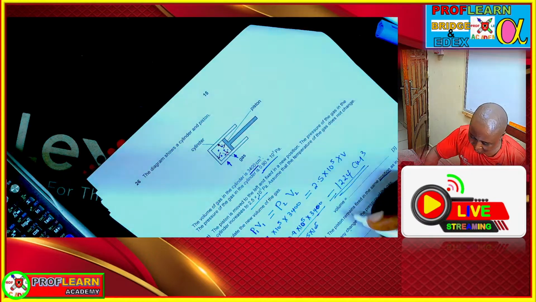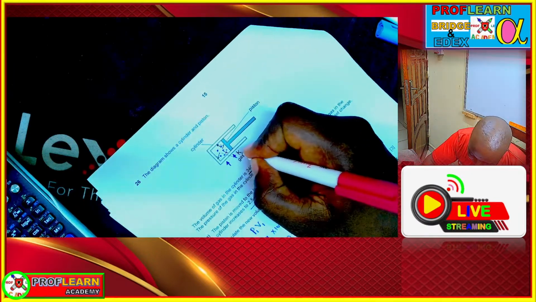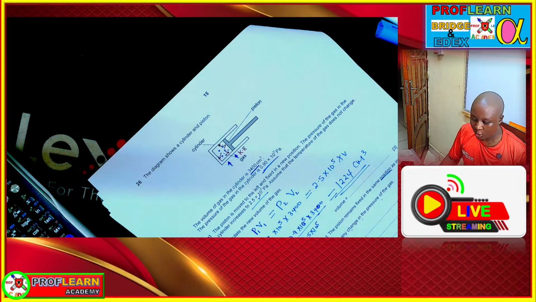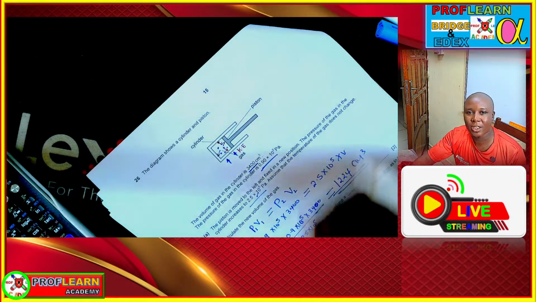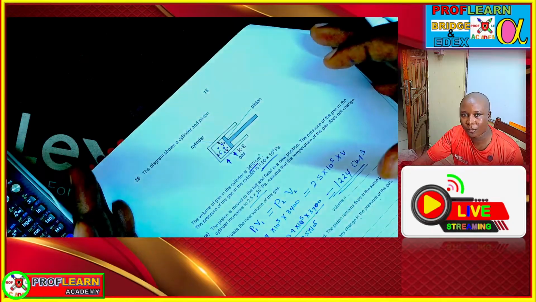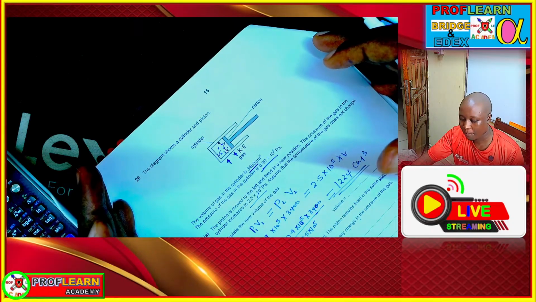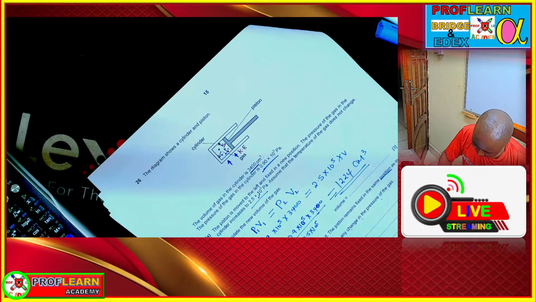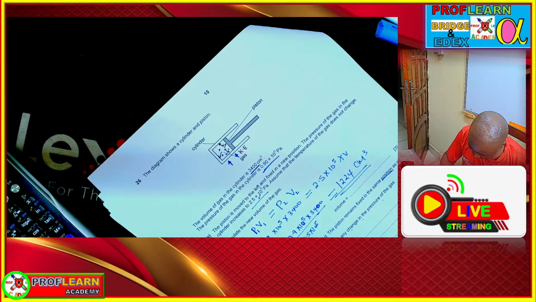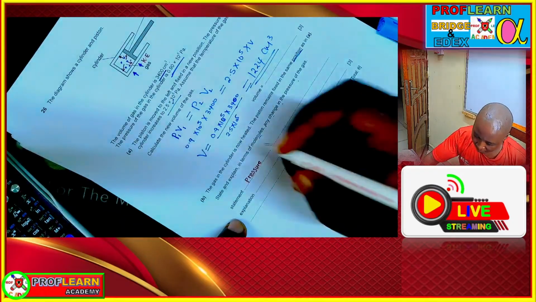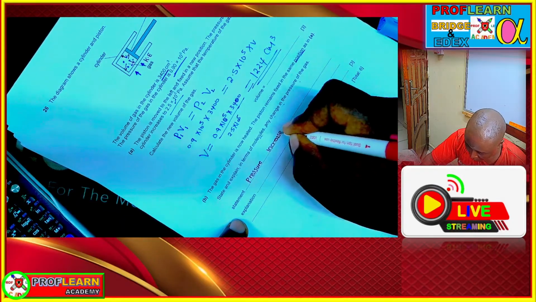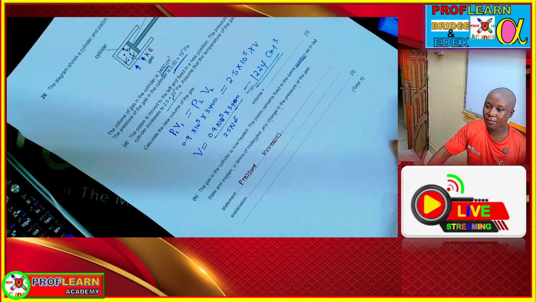So when temperature increases, the kinetic energy of the gas molecules is going to increase, meaning these particles are going to collide more frequently with the walls of this particular cylinder. So how is that going to affect pressure? We are going to say pressure increases. In this case, pressure increases.